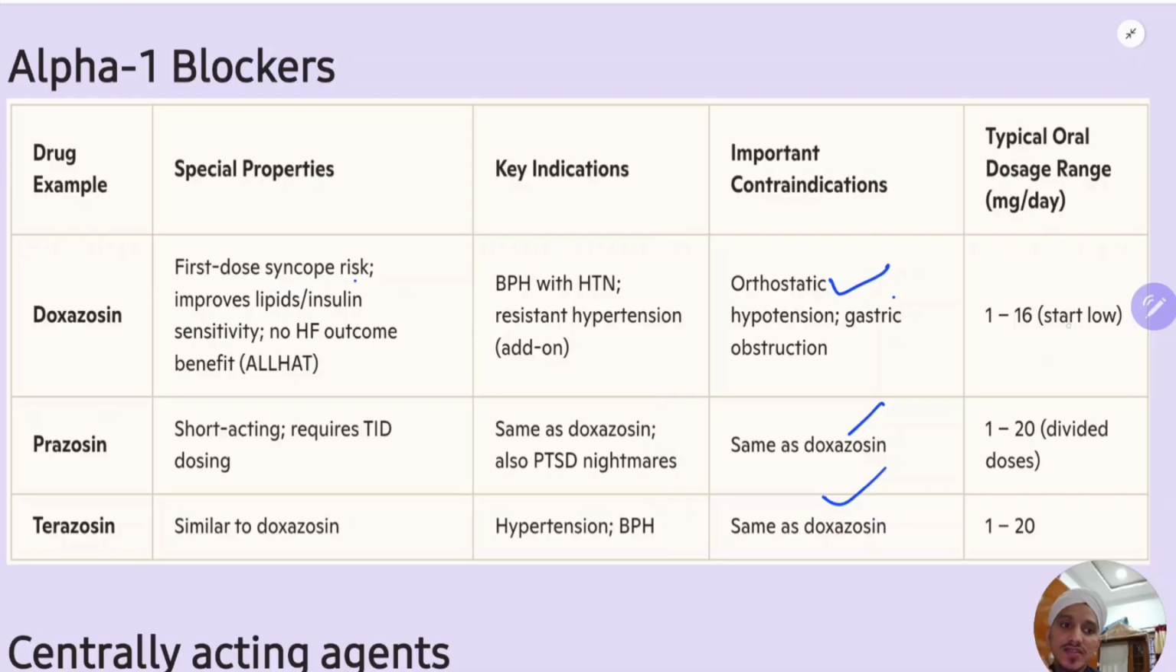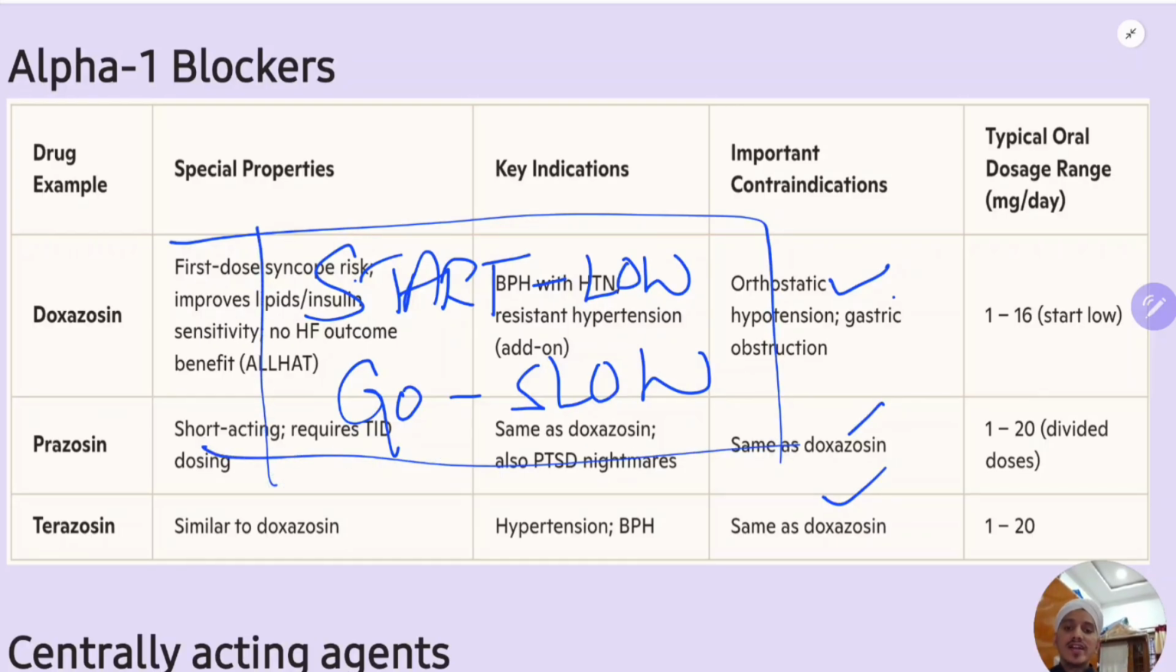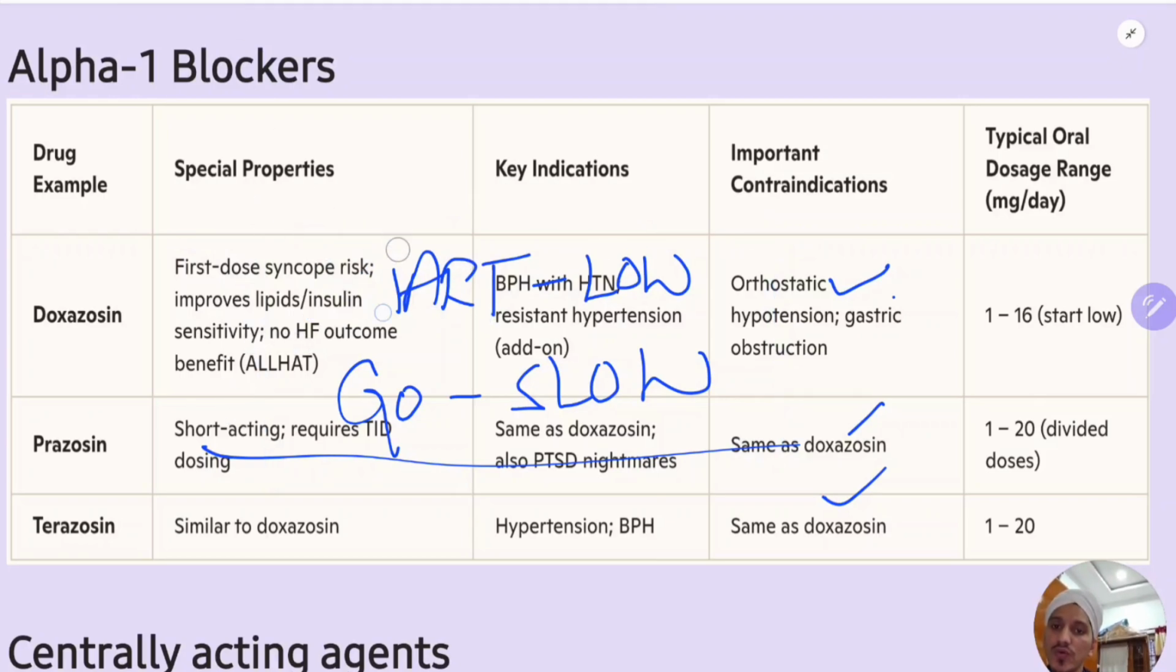Typical oral dosage ranges: start low, go slow. That is the thing which we use. That is a mnemonic. Remember this. This will help in many things. Start low, go slow. Any drug like insulin or anti-diabetic drugs or antihypertensive drugs, you should start with a low dose and slowly increment the dose depending upon the patient's response. Start low, go slow.